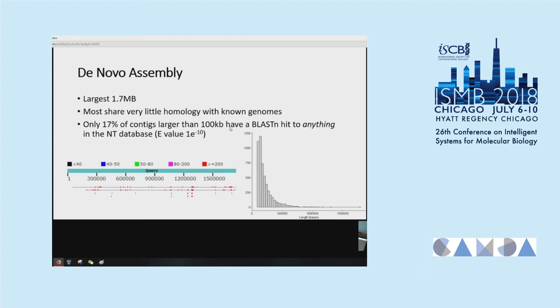This showed basically almost no nucleotide homology to anything, at least in the NT database. As we can see by this figure at the bottom, those little red dots show conserved areas of homology and very little of the rest. Really what we can see is that there are quite a lot of these very large contigs that represent maybe 30, 40, 50, 60% of a bacterial genome, but a novel bacterial genome. Of the contigs over 100 kb, only 17% of them had a BLAST hit to anything in the NT database at that E-value cutoff.